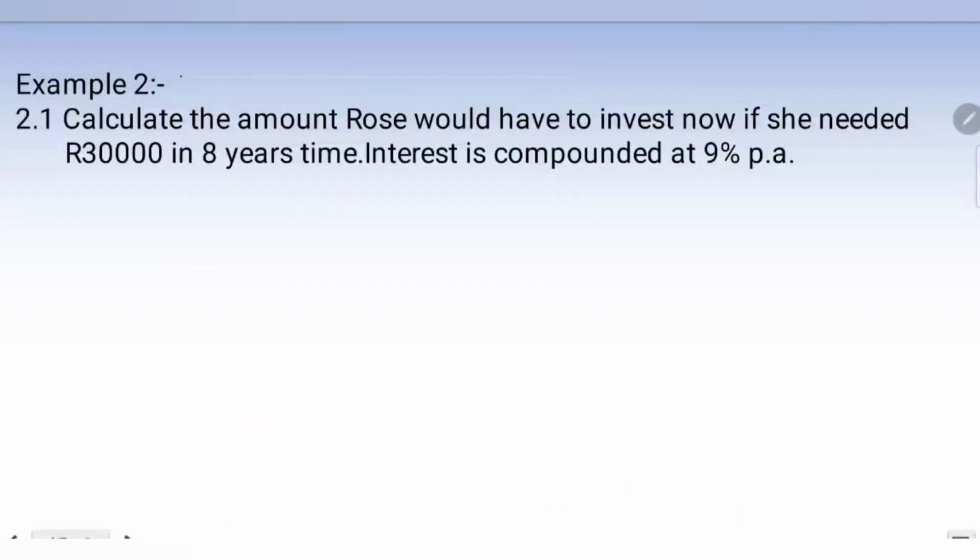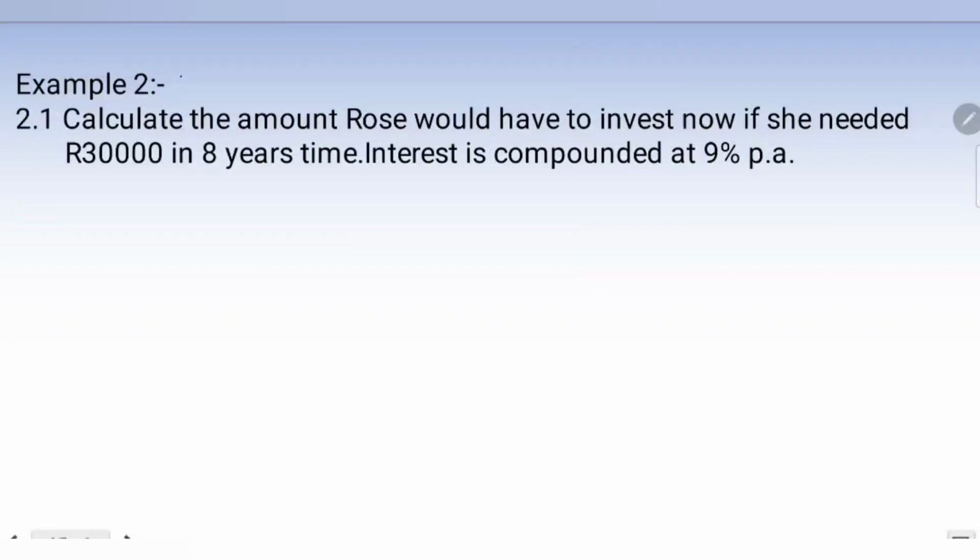Example number 2. Calculate the amount Rose would have to invest now if she needed 30,000 in 8 years' time. The interest is compounded at 9% per annum. That's the question. Here, which formula? Is it the formula with simple interest or compound interest? Compounded, because of this word compounded. Did you see this word compounded? It means you have to use the compound interest formula.